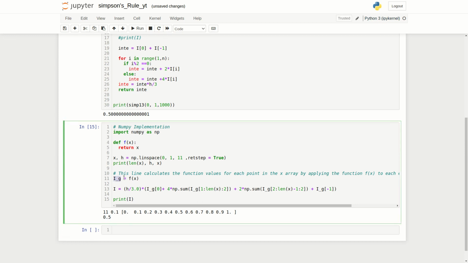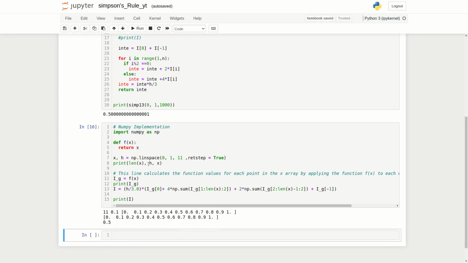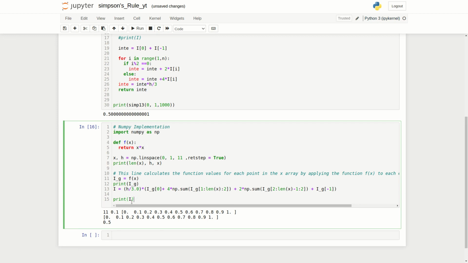And now you calculate the function values. You are just creating an array containing the function at these x values. Say fx equals one line. This line calculates the function values at each x array point by applying the function fx. This is your definition of the function, a linear function, that is I_g equals fx, meaning at every x point this function will be calculated. Just look at print I_g, the same function, because x and fx are identical. If you make it square, you can check it out: 0 is 0, 0.1 is 0.01, and squaring it up, 0.2 is 0.04 and 1 is 1. So you can understand the meaning of this line.